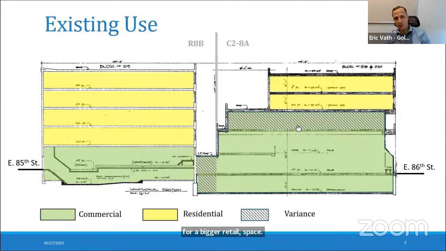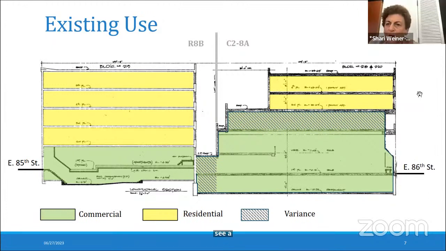And then the variance also granted commercial use on the second story, which in a mixed use building, you're limited. You can't as of right do that. So by comparison, it was a minor grant. You probably see a lot of variances come through, which are a lot more significant.